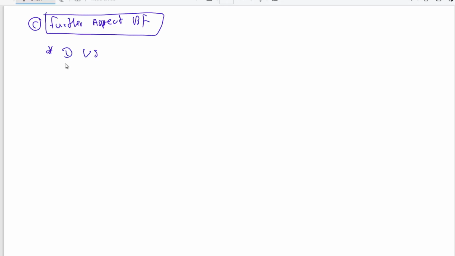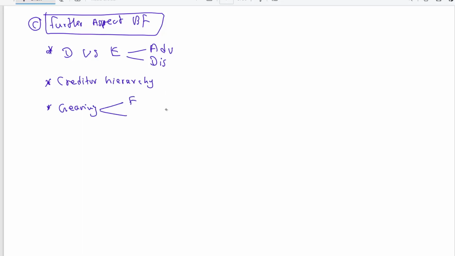Okay, part A is sources of finance, part B is cost of capital, part C is further aspects of business finance. Under this, what are the things that you should know? First one, debt versus equity, advantages and disadvantages. Next, you should know what the creditor hierarchy is. Next, you should know what financial gearing is. If you take gearing, there are two things: one is financial gearing and the other one is operational gearing. Financial gearing is your financial risk, operational gearing is your operational risk.